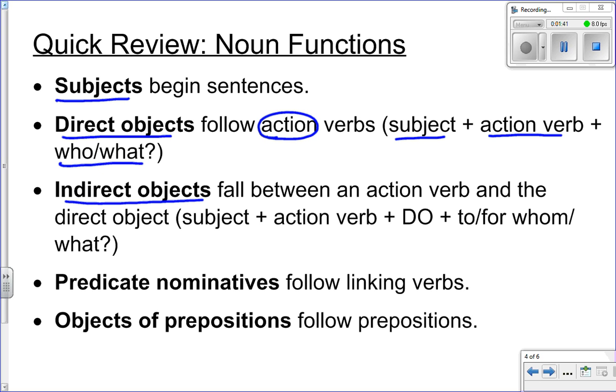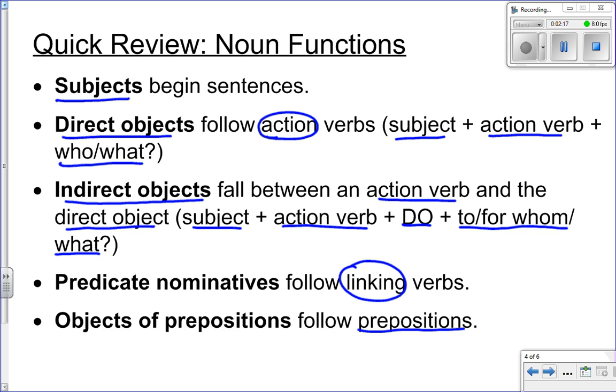Remember that an indirect object is always going to fall between the action verb and the direct object in the sentence. Remember, the formula to find an indirect object then is to find the subject, find the action verb, ask who or what to find the direct object, and then to find the indirect, you're going to ask to or for whom or what. And whatever answers that last series of questions is going to be your indirect object. Predicate nominatives, remember that these follow linking verbs only, and objects of prepositions follow prepositions. These noun clauses as objects of prepositions will appear directly after a preposition.